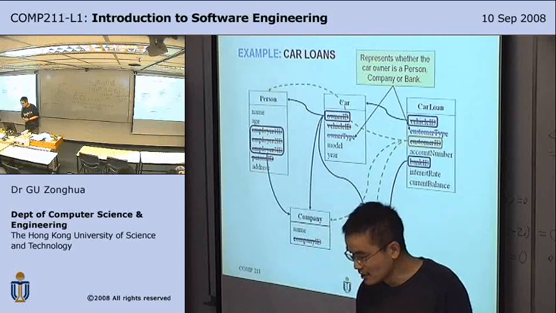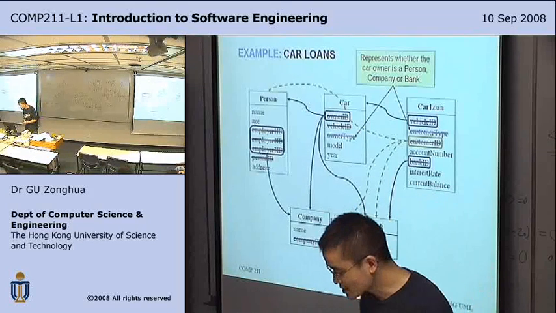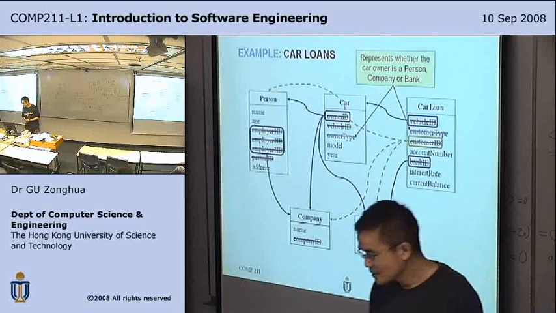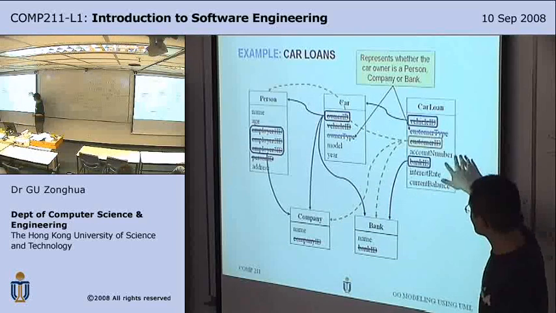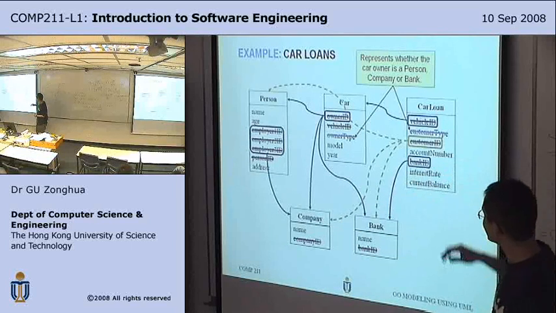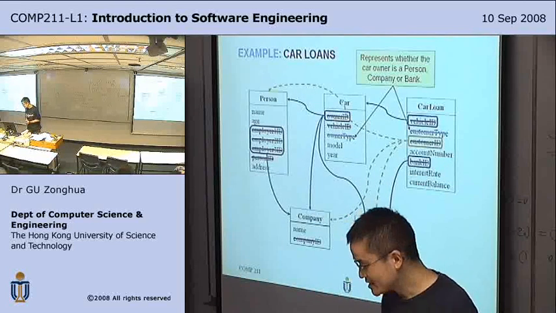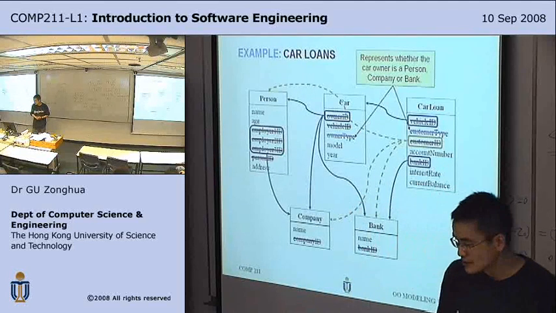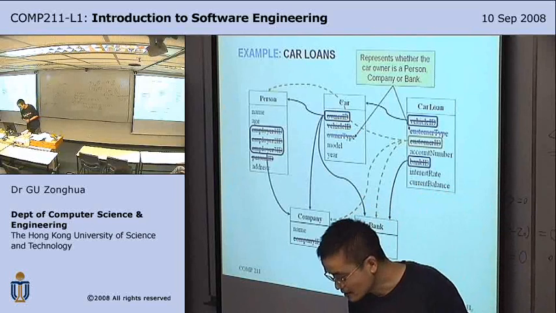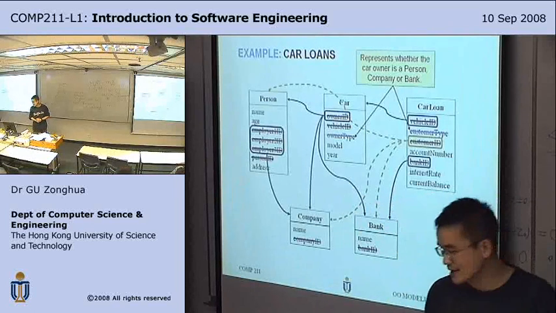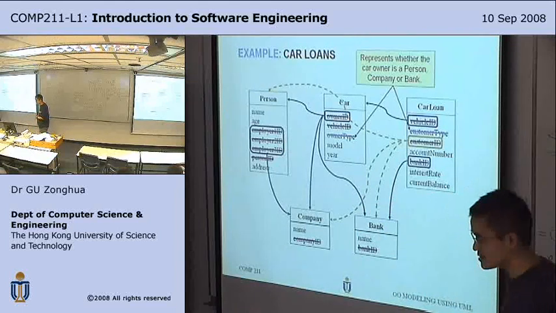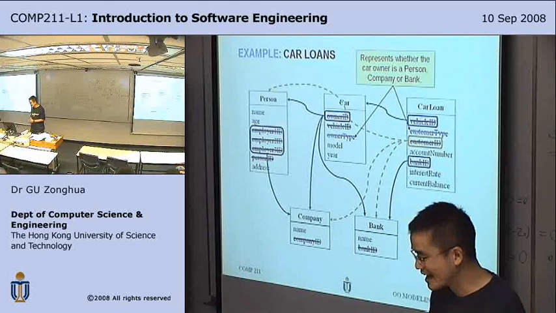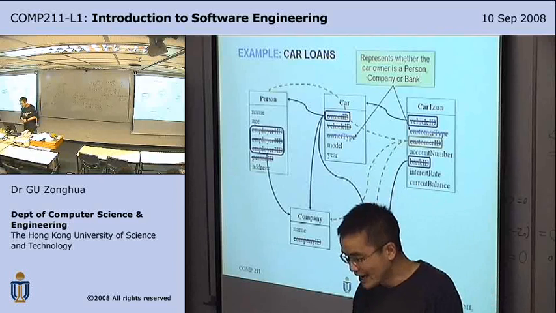Owner type represents whether the car owner is a person, company, or bank. It's not necessary anymore. Customer type and owner type both denote whether the owner is a person, company, or bank. But if you add the association from car to person, company, bank, and from car loan to person, company, bank, then this type is no longer needed. You can just navigate the association to see what type the owner is.